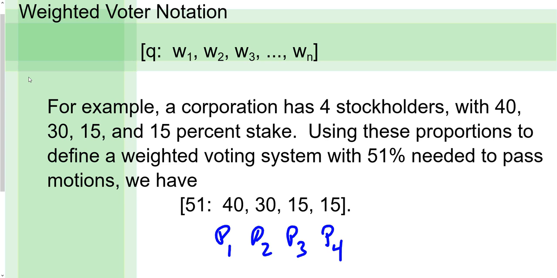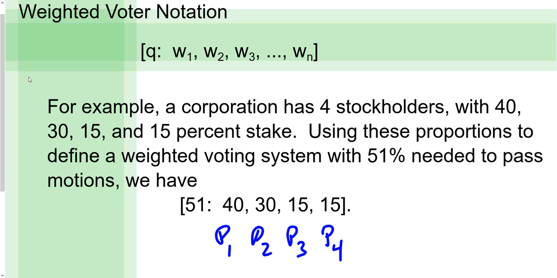So the first number is always going to be the quota, and it's going to have a little colon after it, followed by 3, 4, 5 voters. We're not going to do any more than that because just the math and the organization needed to organize 5 or 6 voters is just too much. So generally, we're only going to do this with 3, maybe with 3 or 4. Most of the time, we do it with 4.